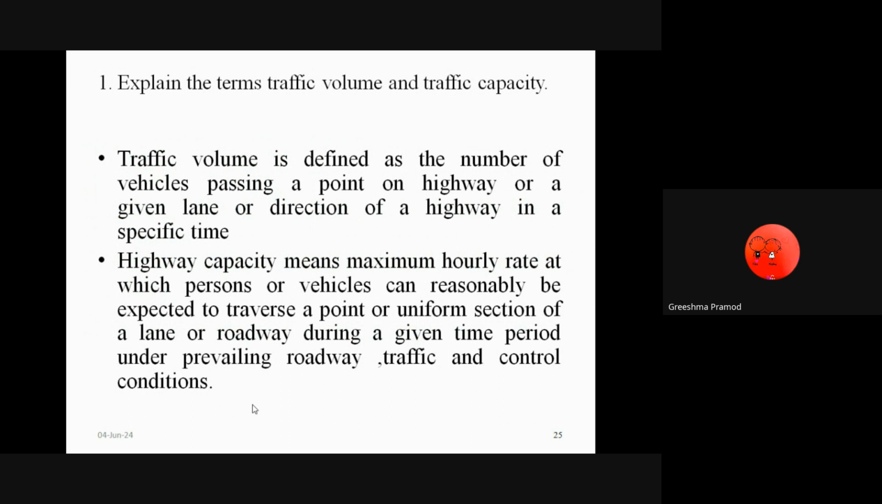It is the number of vehicles passing a point on a highway or a given lane or direction of highway in a specific period. And highway capacity or traffic capacity means the maximum hourly rate at which persons or vehicles can reasonably be expected to traverse a point or uniform section of a lane or roadway during a given time period under prevailing roadway, traffic and control conditions.